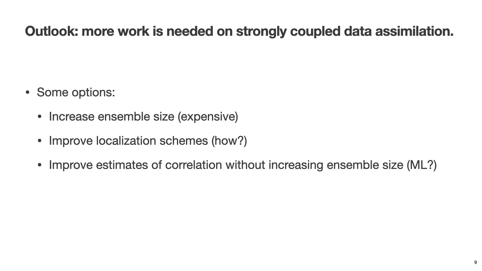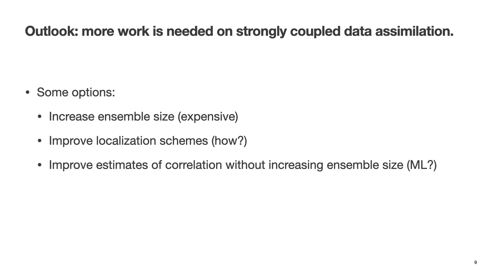Some options for what we could do include increasing ensemble size, but that's expensive, and even increasing it by a factor of 3 up to 240 ensemble members from 80 is going to give us some gains, but maybe not as much as we might hope for. Alternatively, we could improve our localization schemes. That's what this work was looking into, but it's not exactly clear how that would work. We would maybe even need to start thinking about new ways of incorporating localization into our data assimilation system.